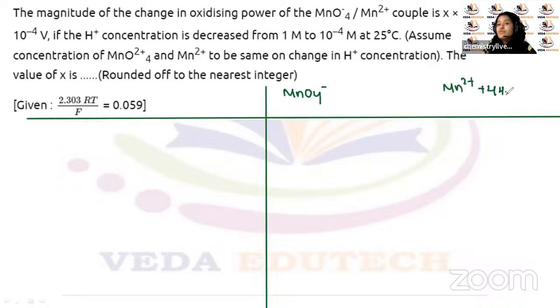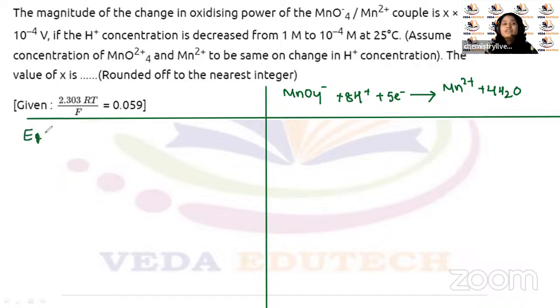So here it will be 4 water and 8 hydrogen. As in all, you are involving 5 electrons here. Yes, this is the equation. Yes, children, this is going to be your equation. Once you got this equation, we can write the value of E cell for this. So your E cell, I write it E1 here.